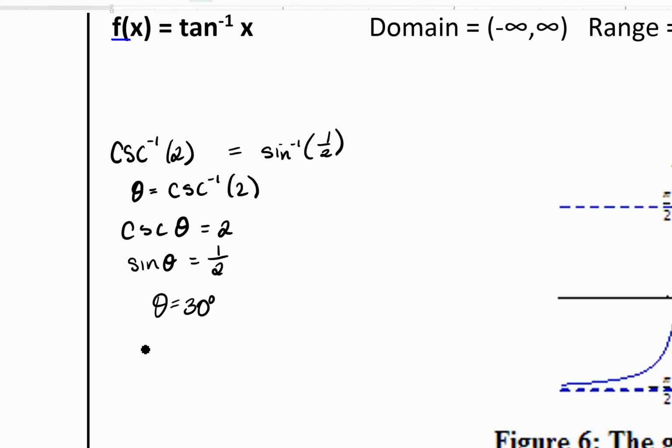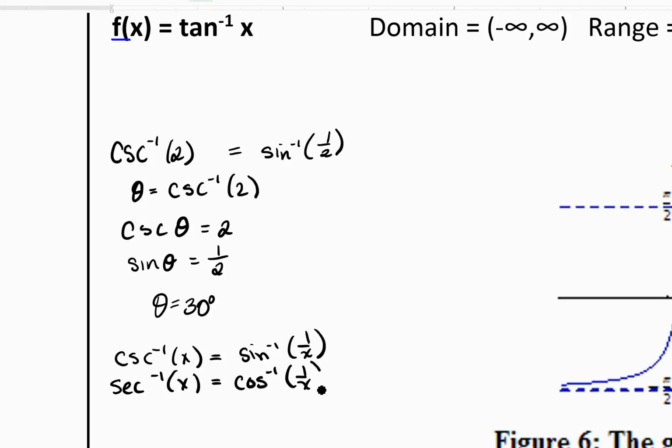So to write that out generally, cosecant inverse of x is equal to sine inverse of 1 over x. Secant inverse of x is equal to cosine inverse of 1 over x. And cotangent inverse of x is equal to tangent inverse of 1 over x. So we really talked about the 3 main ones, and that's because you can find the other ones using the reciprocal properties.